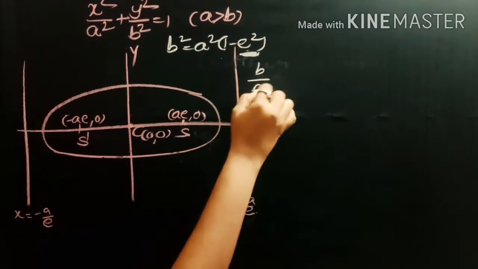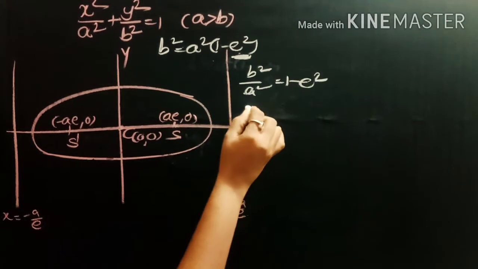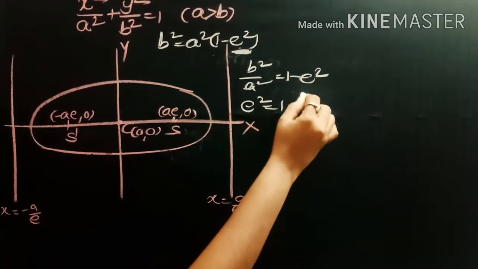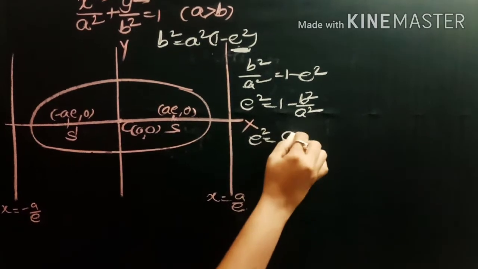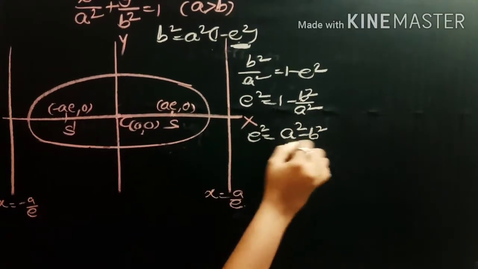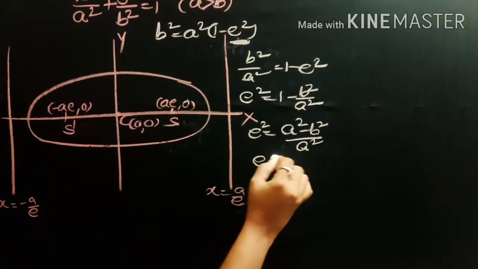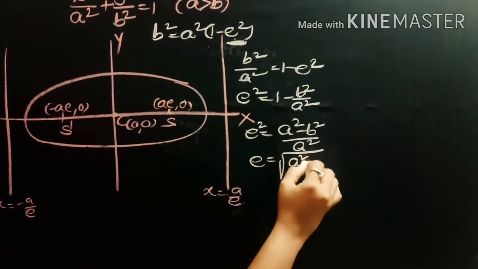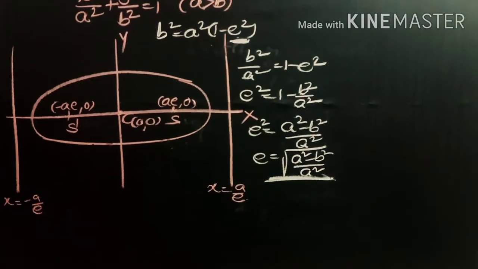That is, in this case we take that b square by a square is equal to 1 minus e square. That is, e square is equal to 1 minus b square by a square, which means e square is equal to, by taking LCM, (a square minus b square) by a square. Then the eccentricity e is equal to the square root of (a square minus b square) by a square.